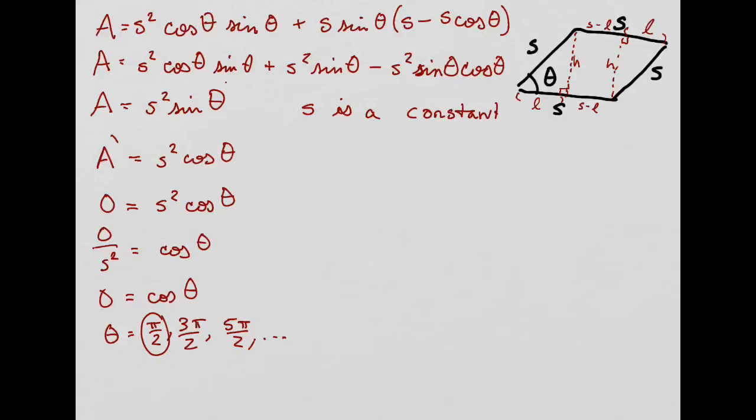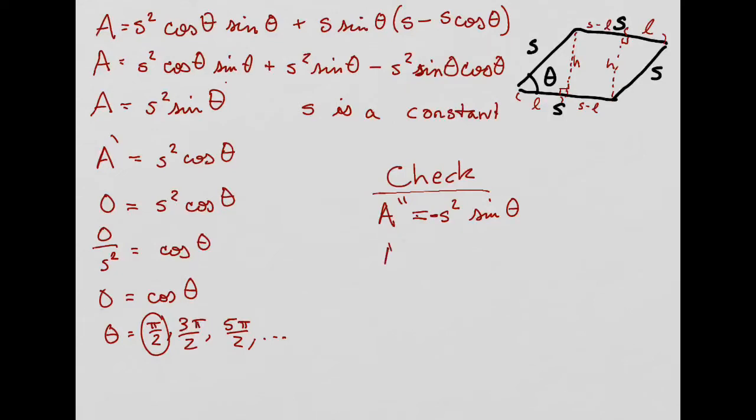And so we want to check and make sure that this is a maximum. So I'm going to use the second derivative test. And so for this, we're going to do a double prime. The first derivative is this guy right here. And s squared is a constant, so the second derivative is s squared times negative sine of theta. So you get a negative s squared sine of theta.